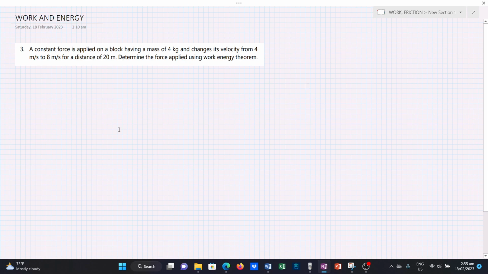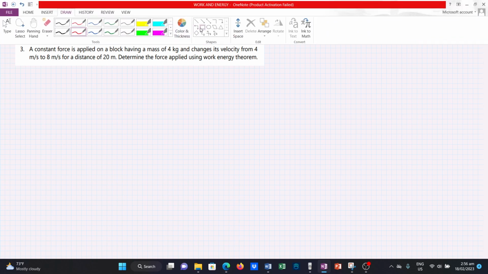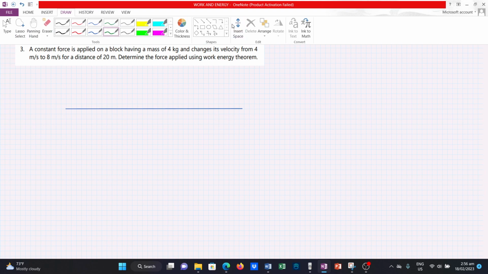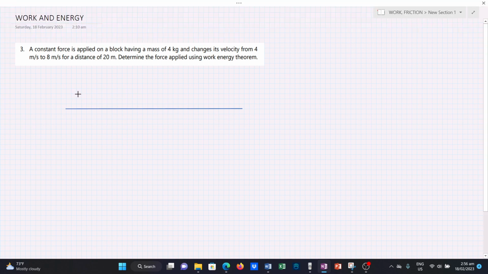Energy naman to. A constant force is applied on a block having a mass of 4 kilograms and changes its velocity from 4 meters per second to 8 meters per second for a distance of 20 meters. Determine the force applied using work energy theorem. Drawing natin. So, sige, i-drawing natin. So, meron tayong block.